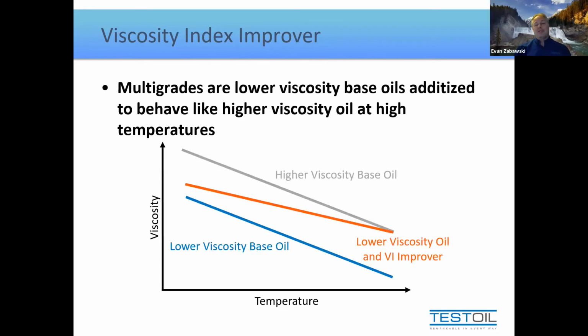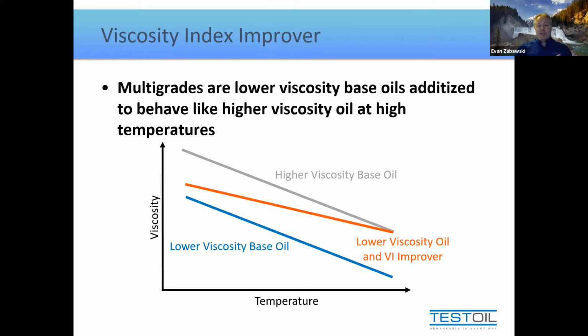So what we do is we actually start with a lower viscosity base oil. So a 10-30, as an example, starts with a 10W base oil, and we additize it with millions of microscopic octopi or VI improvers so that when it heats up, it doesn't thin as much as a 10W would want to normally thin. And what you'll find is at the higher temperatures, it starts to approach the viscosity of a 30 weight. And that's how you get the multigrade.